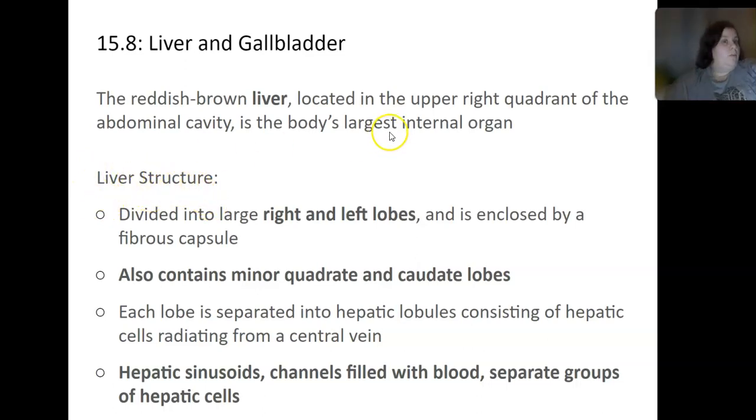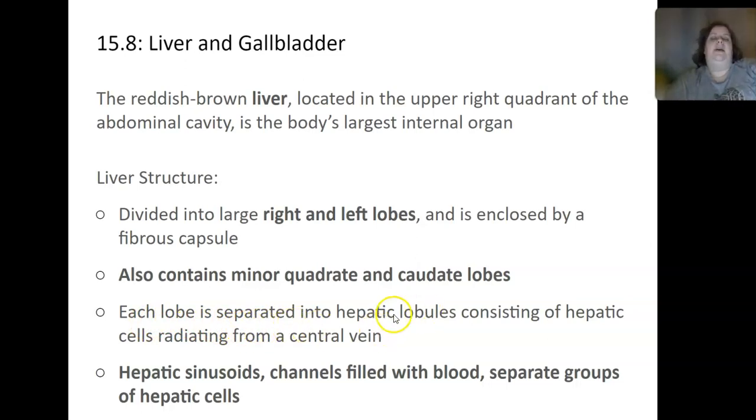There are lots of fun facts about your liver, by the way. One is it's the only one that can regrow. So if you're an alcoholic and you have a damaged liver and they take part of it, the part they take will regrow. Anyways, it is divided into right and left lobes, which are enclosed in a fibrous capsule, like fibrous tissue. It also contains a quadrate lobe and a caudate lobe. You guys will see that in just a second.